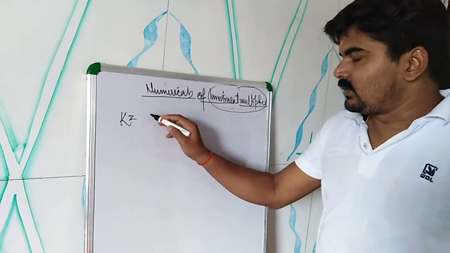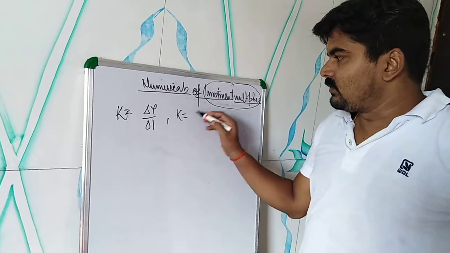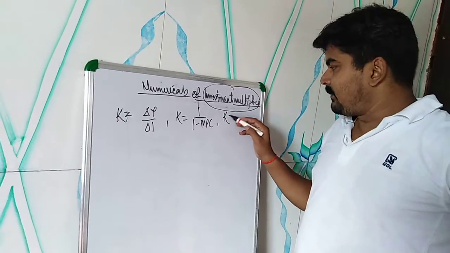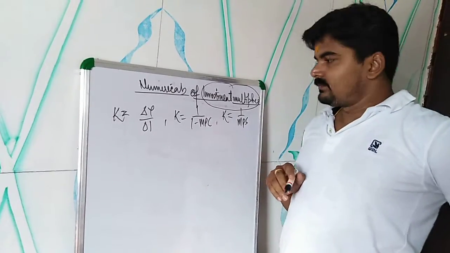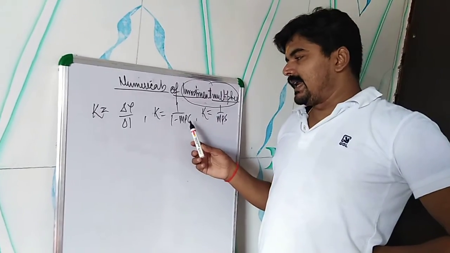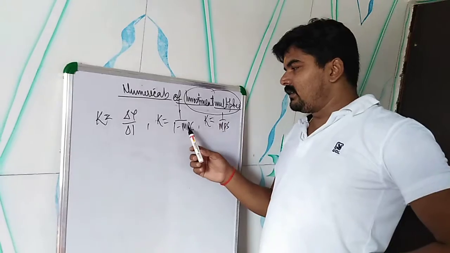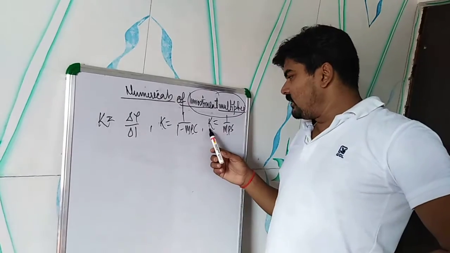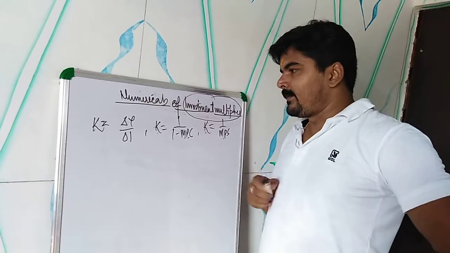That was K is equal to delta Y divided by delta I, the first formula. K is equal to 1 upon 1 minus MPC in terms of MPC, and in terms of MPS, K is equal to 1 upon MPS. I have already told you that K is directly related with MPC, while K is indirectly related with MPS. Whenever the value of MPC increases, the multiplier will increase, and vice versa. And when the value of MPS increases, the multiplier will decrease, and vice versa.